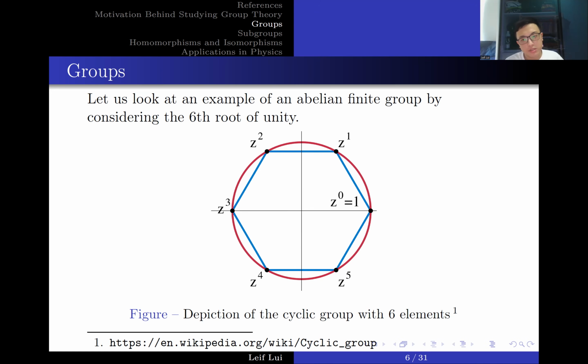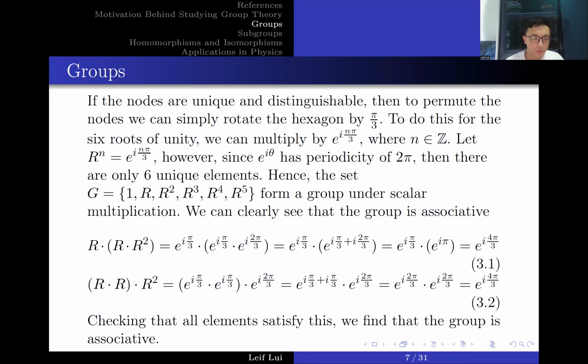So what kind of symmetry do they have? In order for it to be exactly the same, you need to rotate it by exactly 1 revolution. Close your eyes, rotate it by 1 revolution, and you don't see any difference once you open your eyes. So if the nodes are unique and distinguishable, then to permute the nodes, we can rotate the hexagon by pi by 3.